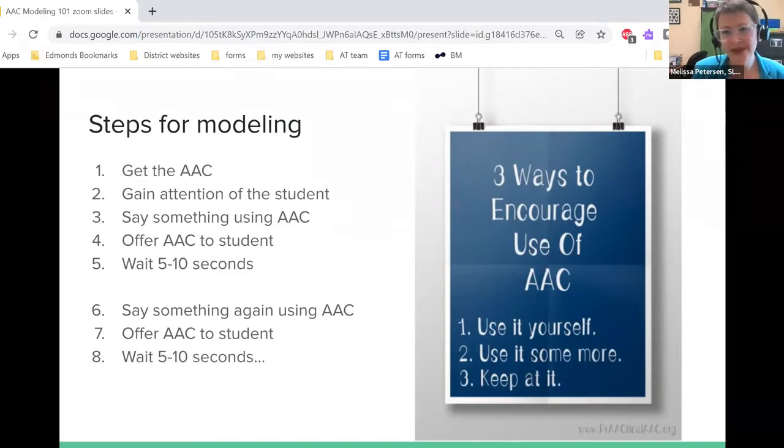So here's my second meme. Three ways to encourage the use of AAC. Number one, use it yourself. Use it some more. Keep at it. This really, really, really is something that we, the adults in the classroom, are doing, not something that we are demanding of our kids to be doing.